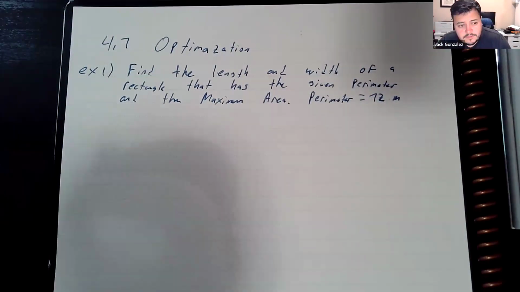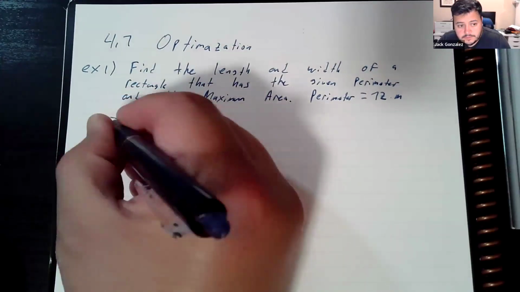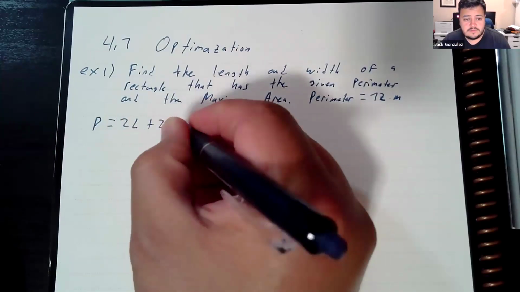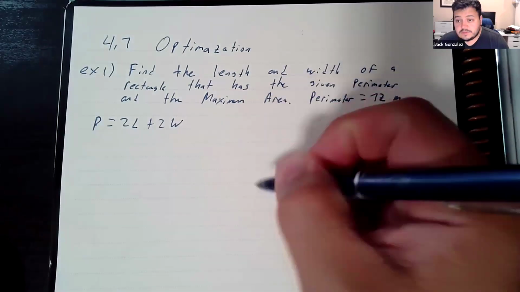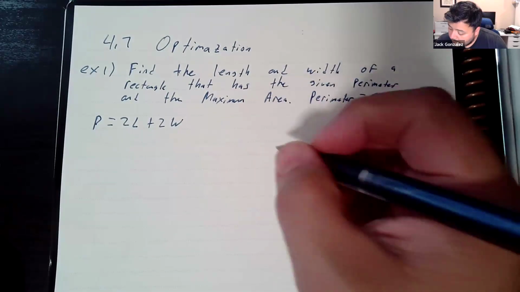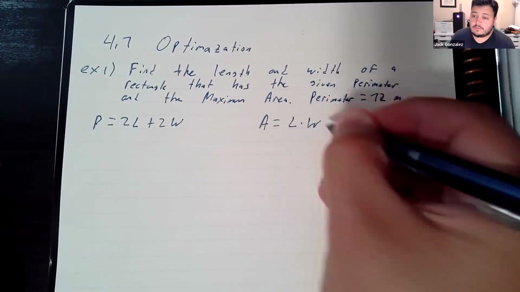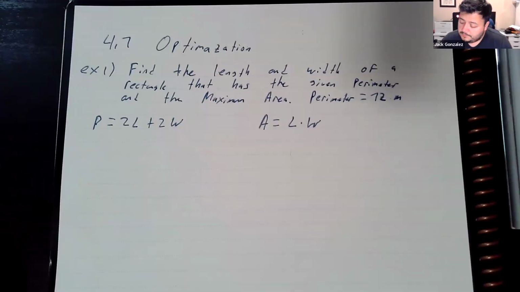Let's get started. P is equal to 2L plus 2W. This is the formula you need to know. It's not given to you. 2 times the length plus 2 times the width is your perimeter. Also, I'm assuming everybody knows the area formula is length times width. And if not, well, there they are.